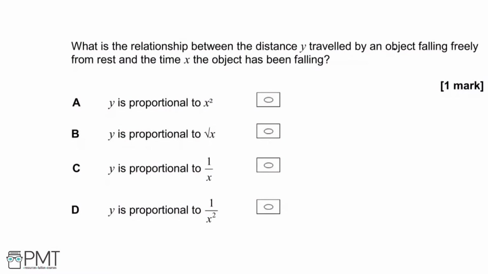What is the relationship between the distance y travelled by an object falling freely from rest and the time x the object has been falling? And then we've got 4 proportionalities there. Now, the equation that I would refer to is the easiest one that combines time and distance travelled, and that is going to be s equals ut plus half at squared.